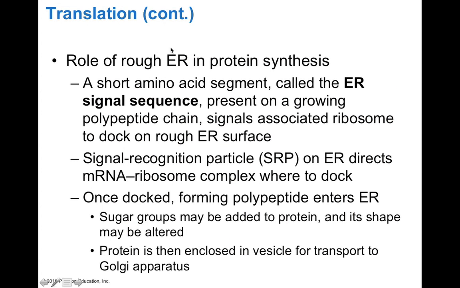So the role of rough ER here in protein synthesis is that once that growing polypeptide chain basically dissociates from the ribosome, we actually have a signal recognition particle on endoplasmic reticulum that directs the messenger RNA ribosome complex where to dock. Now, once this is docked, this polypeptide enters the endoplasmic reticulum, and sugar groups are actually added to the protein as it's elongating, and this shape can be altered. Now, protein is then enclosed in a vesicle and transported towards the Golgi apparatus.